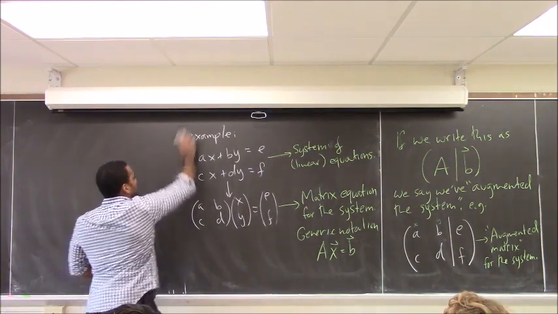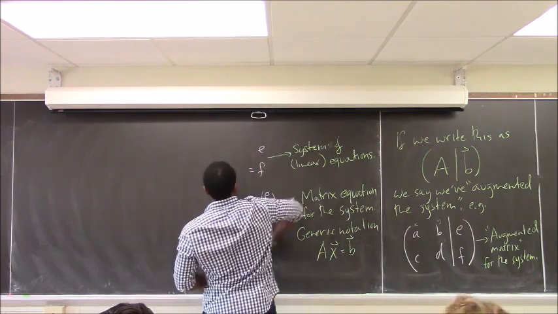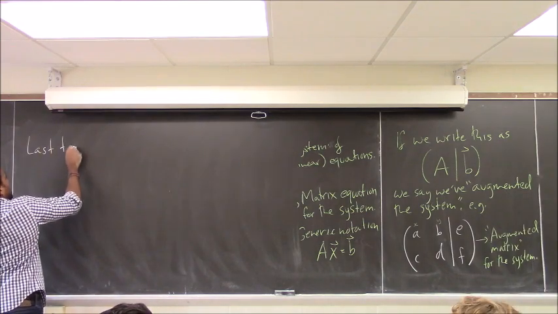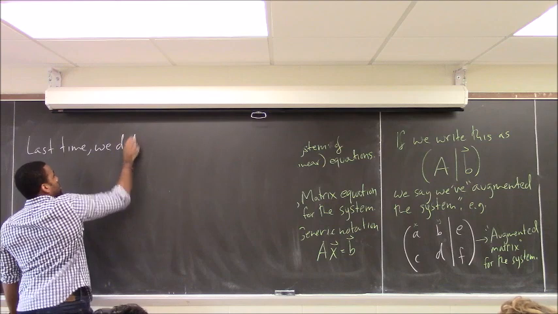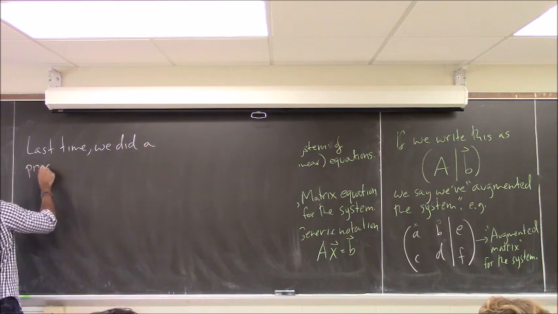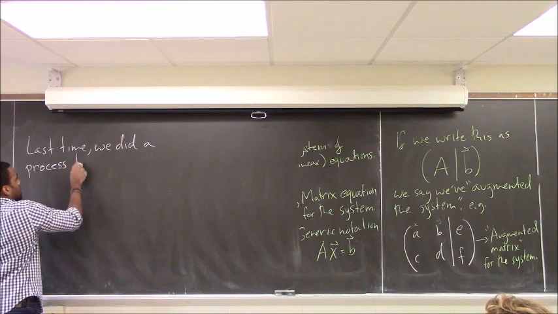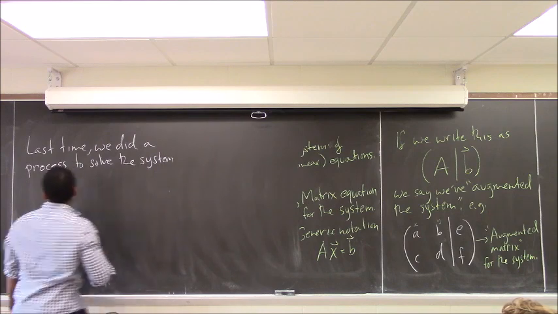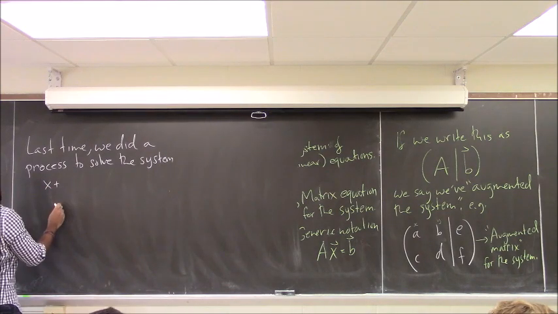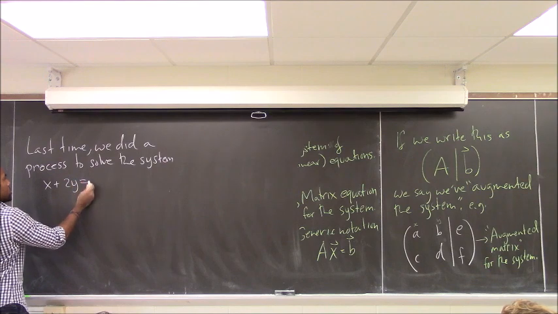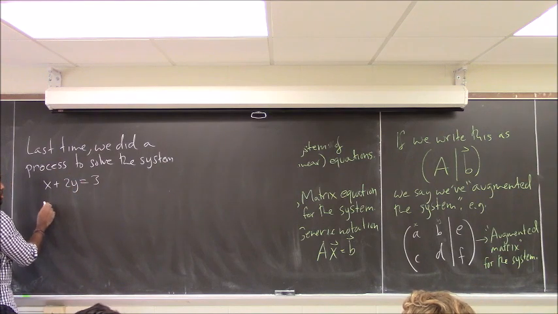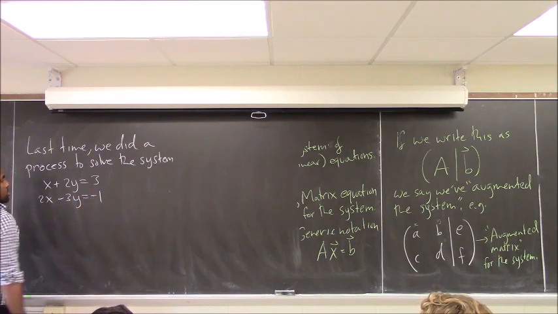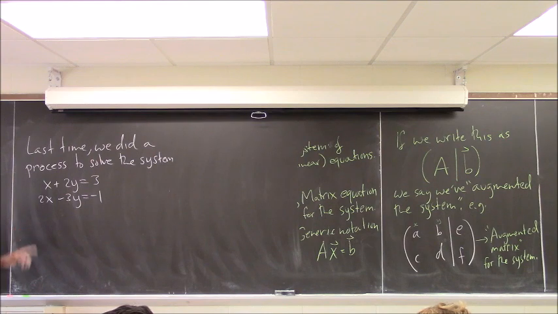Now that process that I did last time, we did a process to solve the system. What was the system? Was it x plus 2y equals 3, and I think it was 2x minus 3y equals -1. And we got that x equals 1 and y equals 1 was the solution.